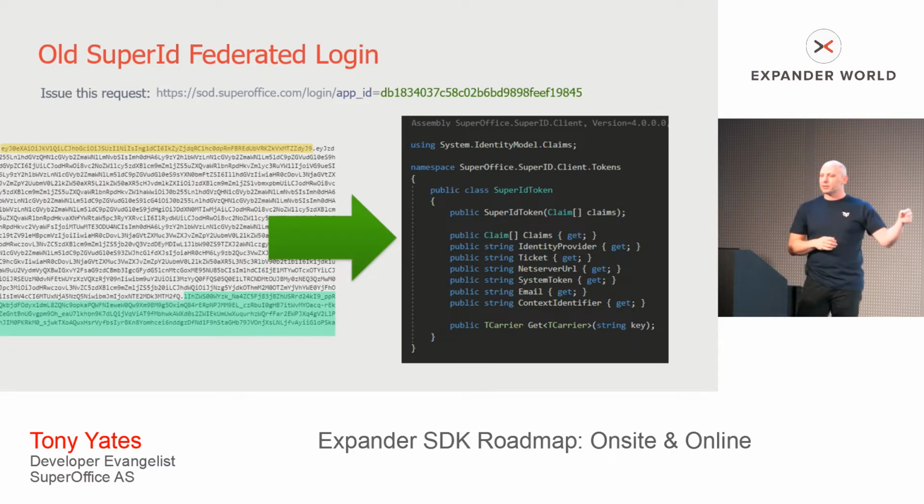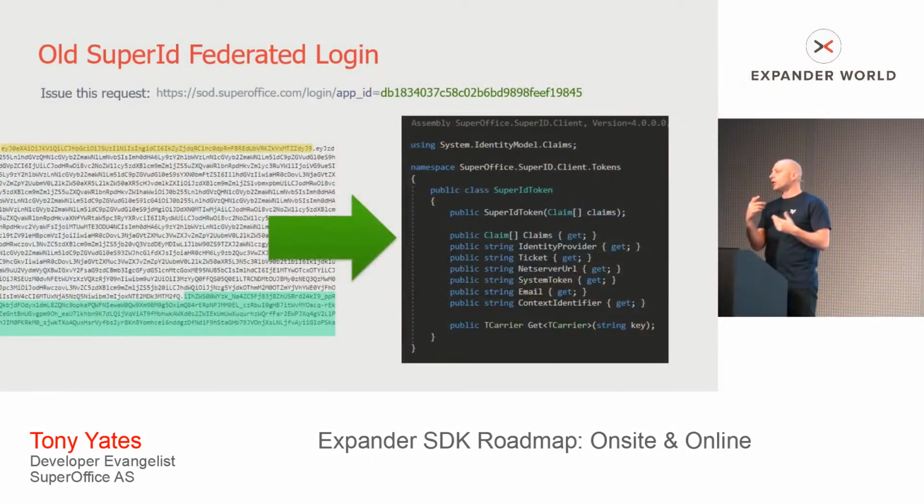One key property I want to highlight here is ticket. Ticket's a very important property because basically it's your access to the database. That, your application identifier, your application secret, and your ticket. You have those pieces of information and you're in. Also, most importantly, is the NetServer URL and the system token.